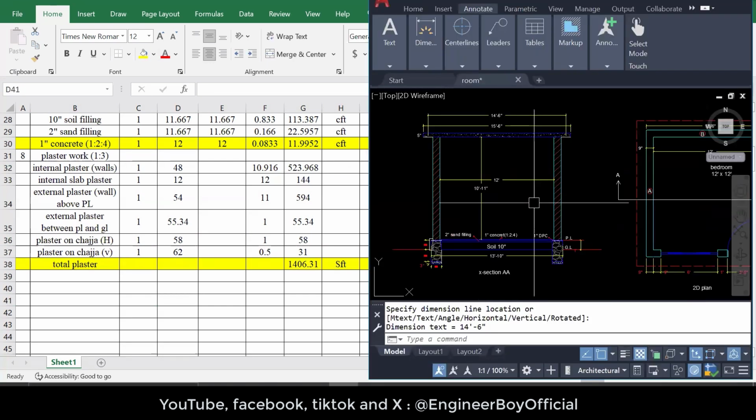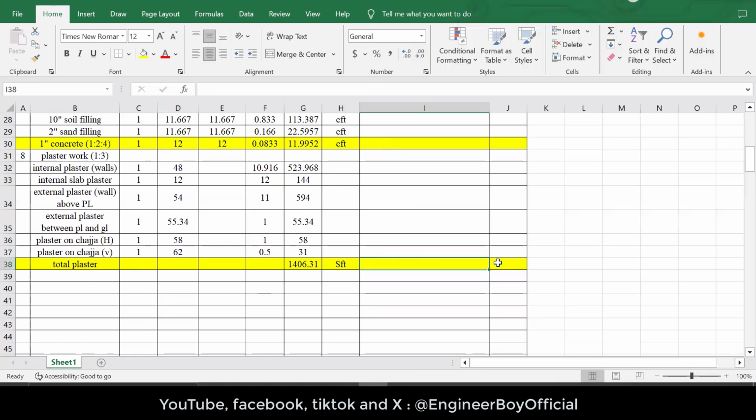Won't we make deductions for windows and doors in the plaster? Oh, very good. That's what I want. Okay, that's amazing. Thank you so much. Let me just subtract this thing. Very good. What's your name? Muhammad Ismail. Thank you so much.